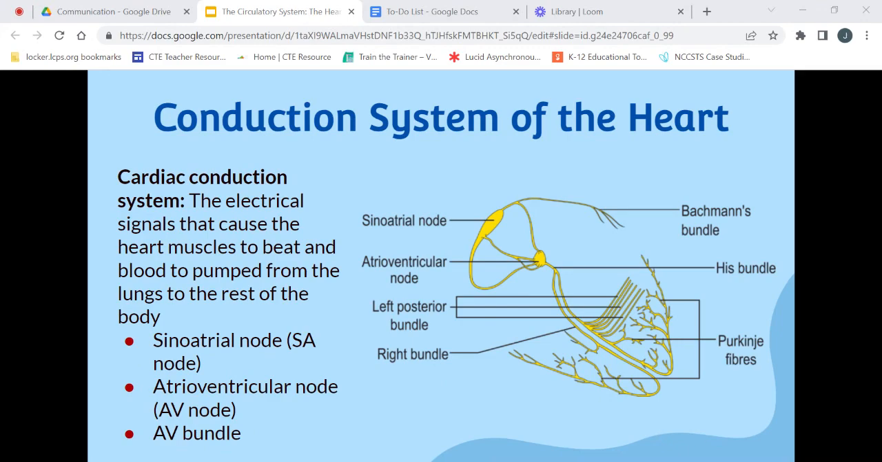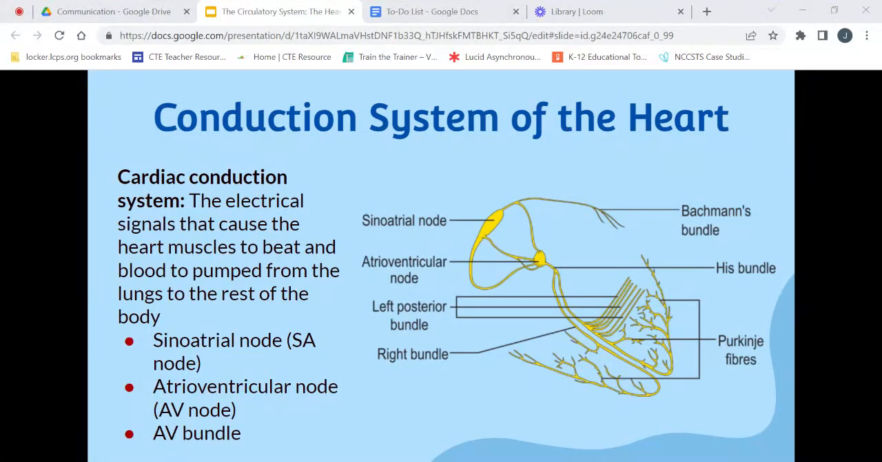Here, the transmission of impulse is delayed briefly, which allows the atria to complete their contraction before the ventricles begin to contract. From the AV node, the impulse is spread into specialized muscle fibers that form the AV bundle, also known as the bundle of His.